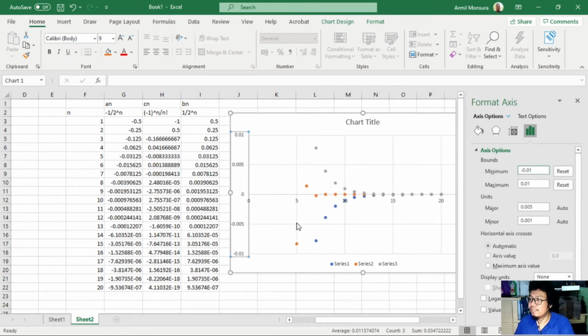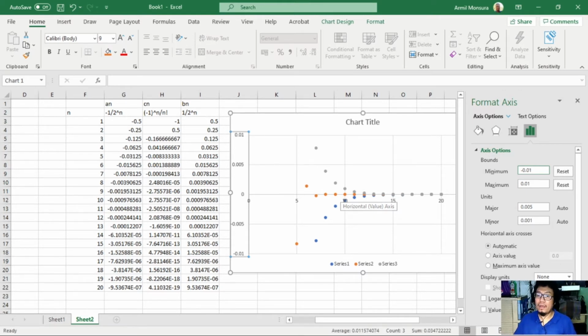Again, this is 5, 6, 7, 8, 9, 10. But basically, the general idea is that starting at n equals 4, your sequence Cn is now in between An and Bn.